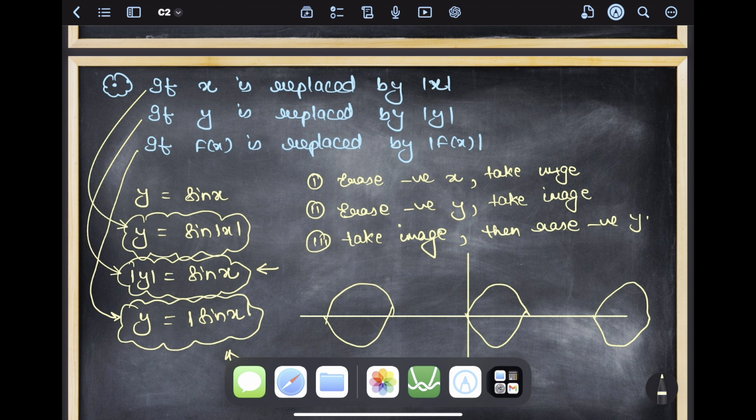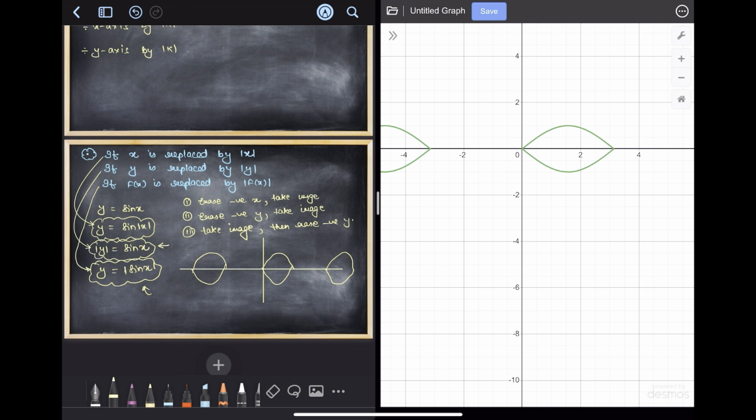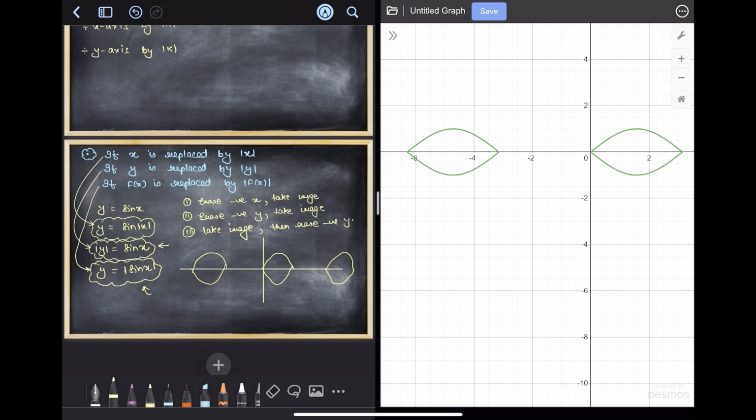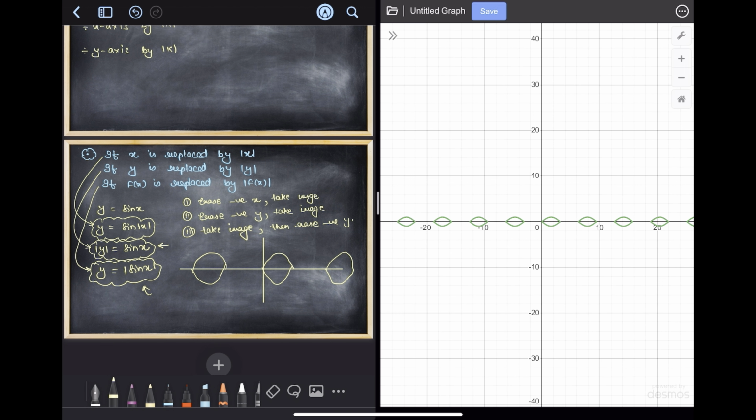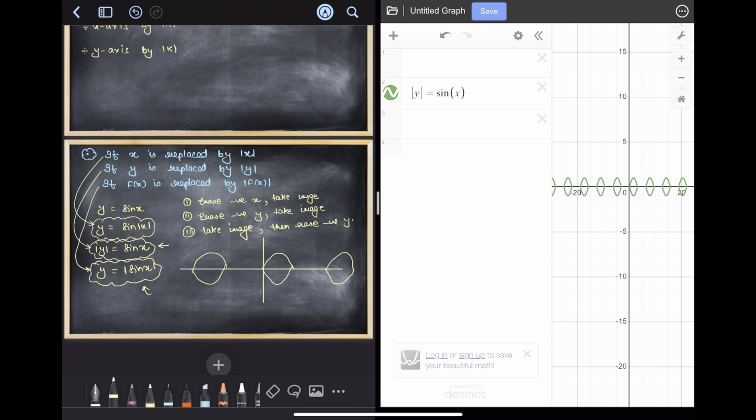Okay, look at this. Mod y equals sin x. Look at here. Is that okay? So this is the graph of mod y equals sin x. Clear na? Look at here. So many bubbles. I hope it is clear.